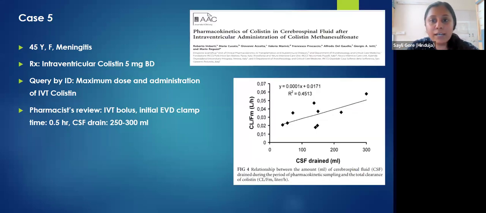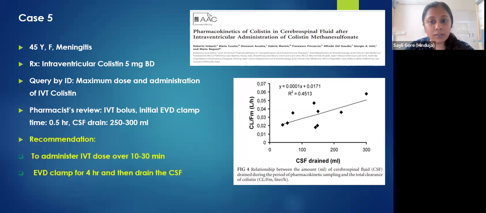We also have an article on colistin where the pharmacokinetics is altered if the drain volume is high. They even showed the relationship where the more CSF is produced, the more it is drained, and the more clearance of colistin occurs. This will lead to therapeutic failure and to achieving a lower concentration in the CSF for bacterial killing.